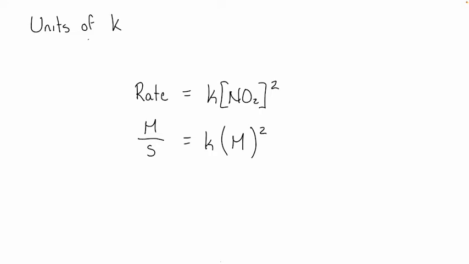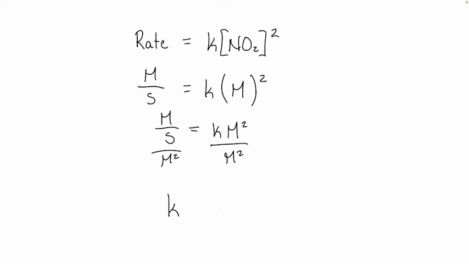All right, so units square as well, right? So if I put that inside of that square, I'm going to have M squared times K equals molarity over seconds, right? So what times M squared would give me this? I can move M squared over, and what I'm going to find is that K is going to have to be in units of 1 over molarity per second. That's the way that I'm going to square off those units.